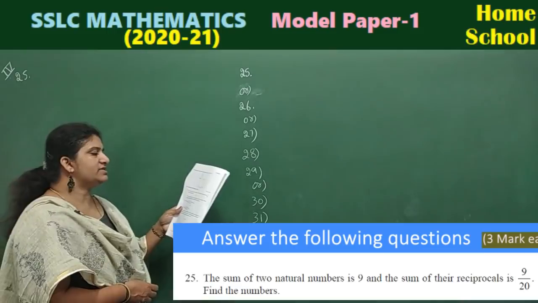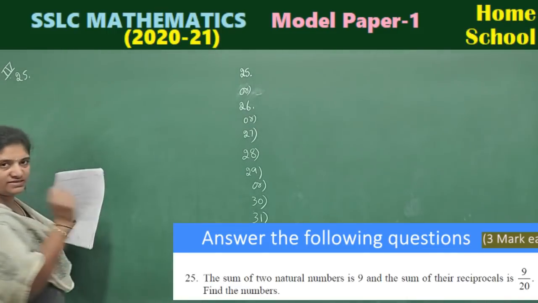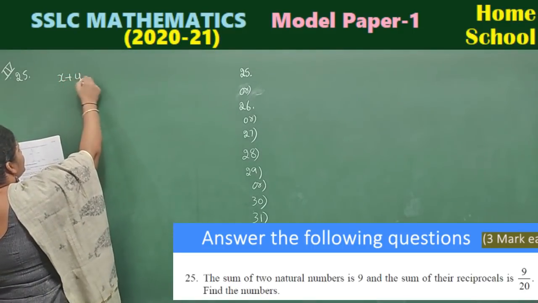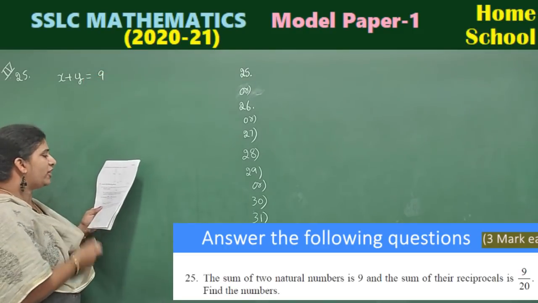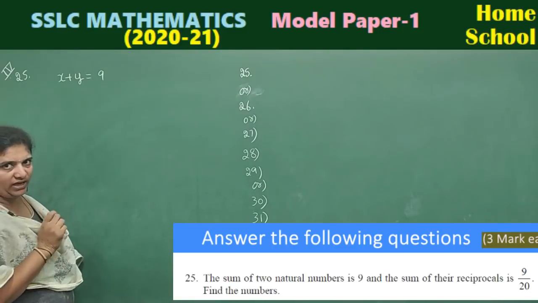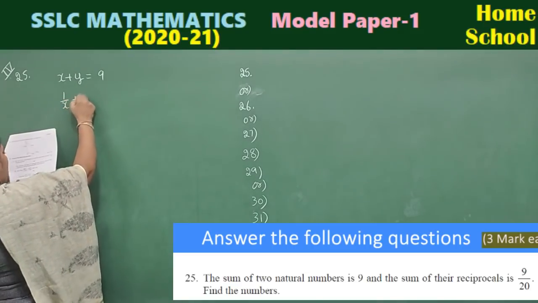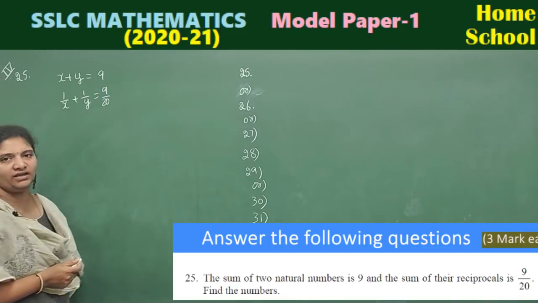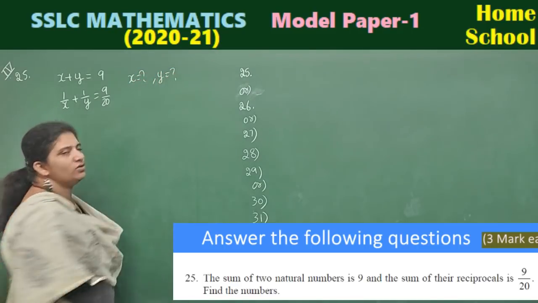25th problem, the sum of two natural numbers is 9. Okay, let us consider two natural numbers. Sum of two natural numbers x and y are the two natural numbers. Sum is 9. And your next point, the sum of their reciprocals. What are the two numbers x and y? Sum of those two numbers is 9 and their reciprocal sum is equal to 9 by 20. Find the numbers. x is equal to question mark and y is equal to question mark.